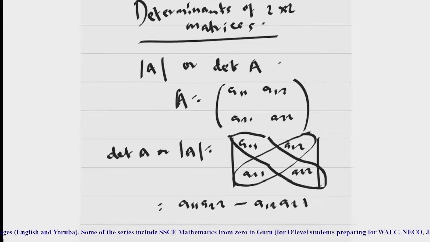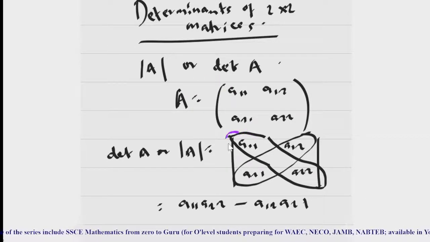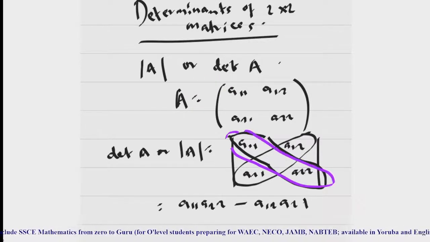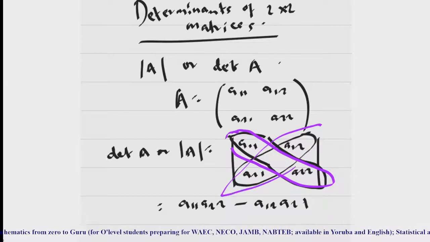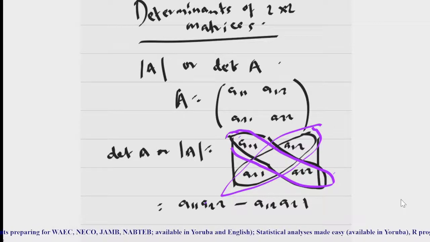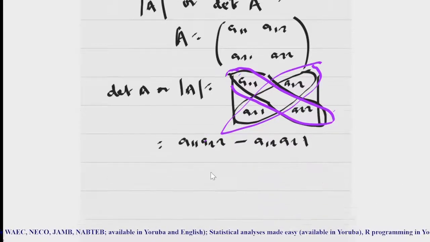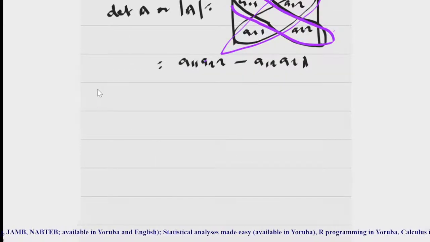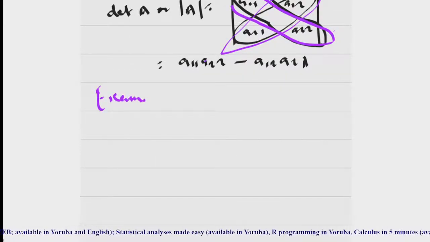Like I explained in my first video, this is the leading diagonal, and this is the second diagonal. So don't forget, you multiply the elements in the leading diagonal minus the elements in the second diagonal. If that is clear, let me give you an example so that you can understand it very well.